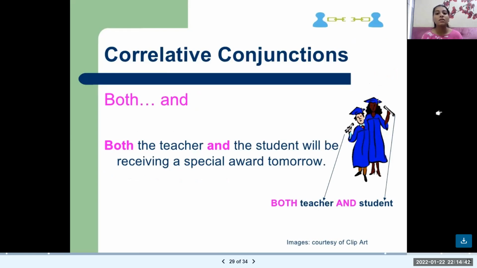So what is happening here? The sentence is trying to tell you that the teacher and the student will be receiving some sort of special award. But it's like the both of them will be receiving the award, right? So when it is 2 people, you can use the word both. And then and is used to connect the 2 people that are related. Like both of them will be receiving a special award tomorrow.